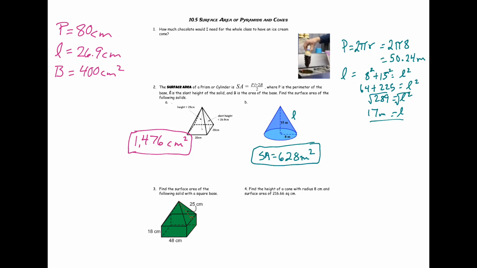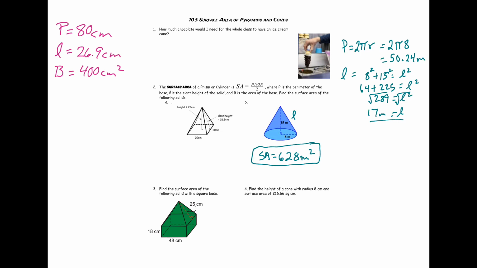Right, we are going to start with number 3 today. So notice that there is a pyramid sitting on top of a prism. Just like with volume, or very similarly to volume, we are going to find the surface area of both of our two solids, the pyramid and the prism. So let's start with the pyramid.